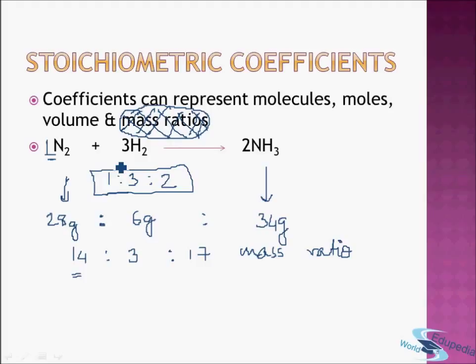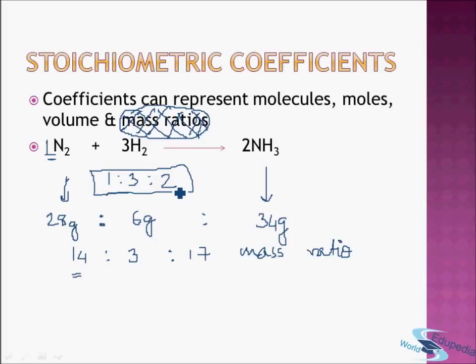So stoichiometric coefficient can represent ratio of molecules, it can represent ratio of moles, and in cases of gaseous products and reactants it can represent ratio of volumes, but it does not represent ratio of mass. But we can calculate the mass ratio using stoichiometric coefficient. Now once this is clear, let's move on to the calculation part, and solve some examples in which we have to use the stoichiometric data.